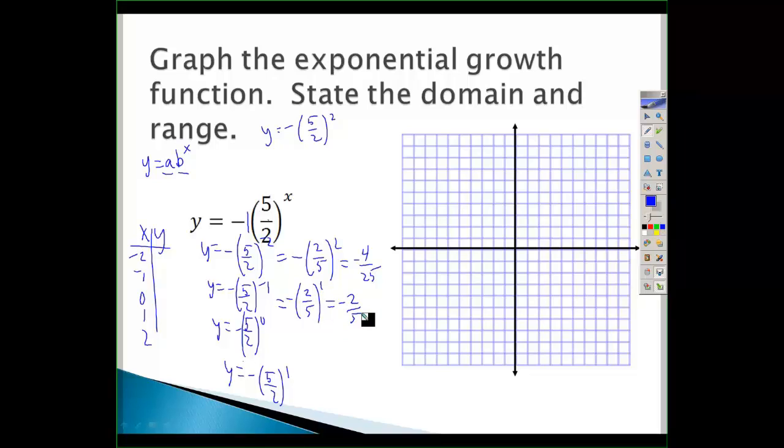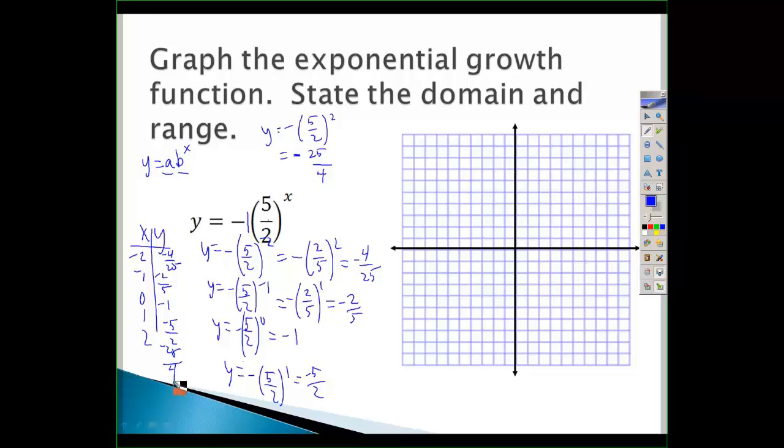Anything to the 0 power is 1. However, this negative sign still needs to be accounted for, so it's negative 1. This guy, 5/2 to the first, doesn't change: negative 5/2. And finally, this last one, if you're squaring a fraction, you square the top number and the bottom number, so negative 25/4. So there are all my t-chart values. I'm just going to plug them in here: negative 4/25, negative 2/5, negative 1, negative 5/2, and negative 25/4.